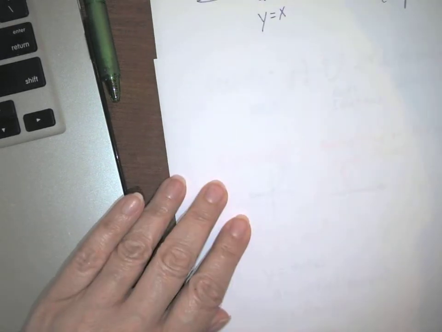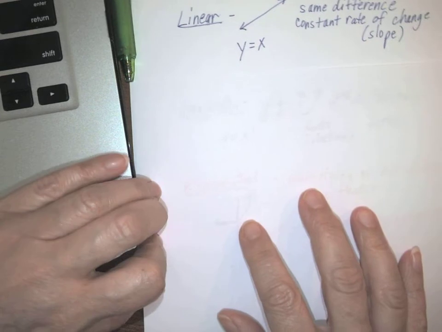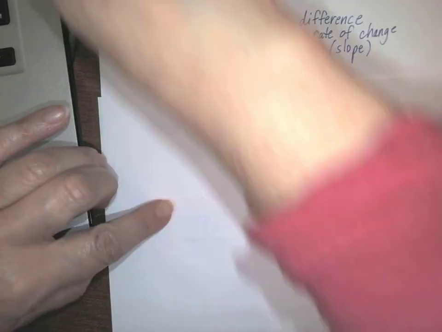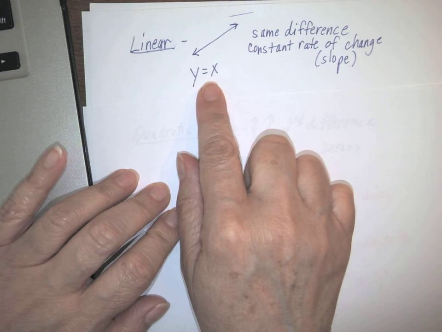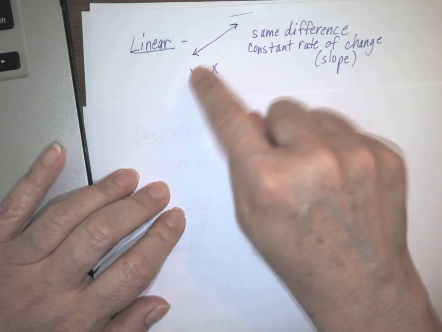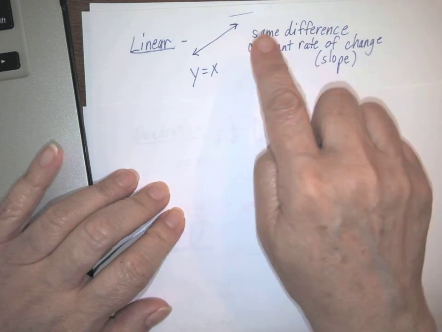In Algebra 1, we study three functions. So most of the fall we spend on linear. A linear function, here's the parent function, y equals x. So it's going to have an x or a y or both. It graphs as a straight line. It has the same difference.